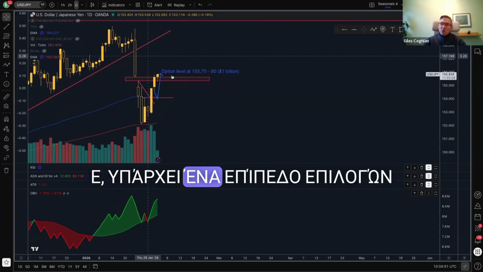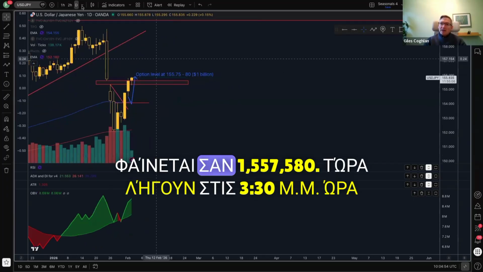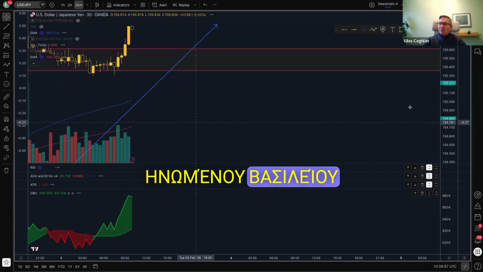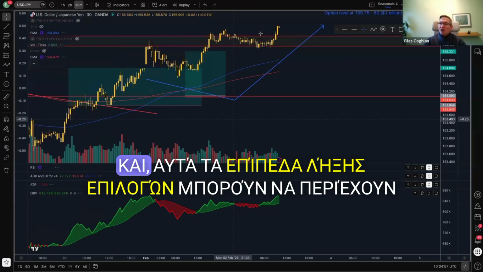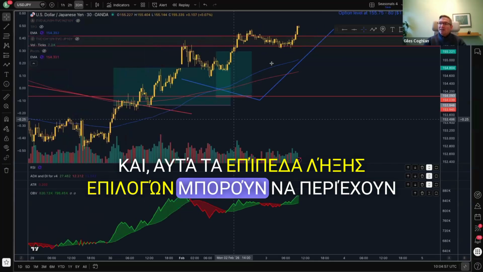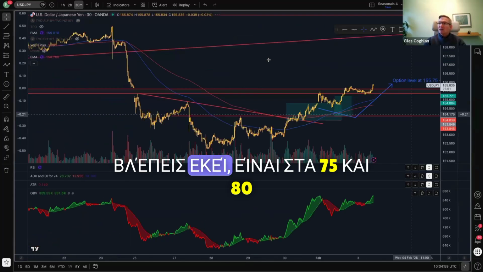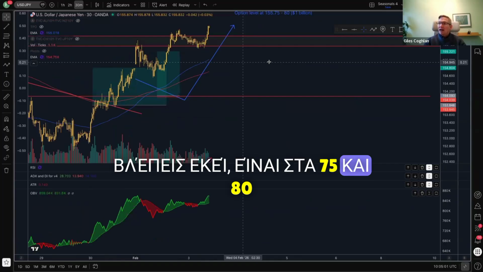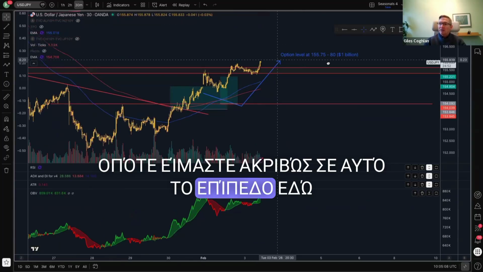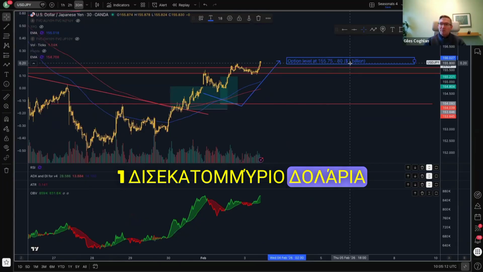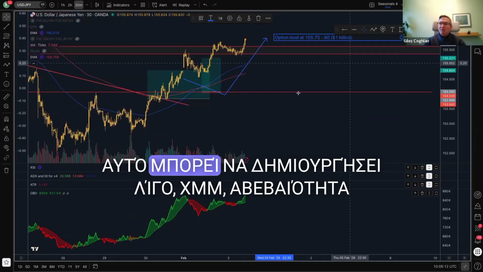There's an option level expiring at 155.75 to 80. Now they expire about 3:30 UK time, and those option expiry levels can contain price. Do you see there? It's at 75 and 80. So we're right in this level here. It's $1 billion. So that can create a little bit of uncertainty.